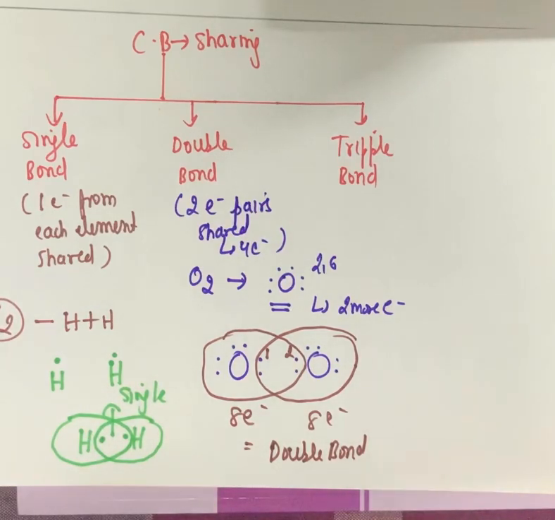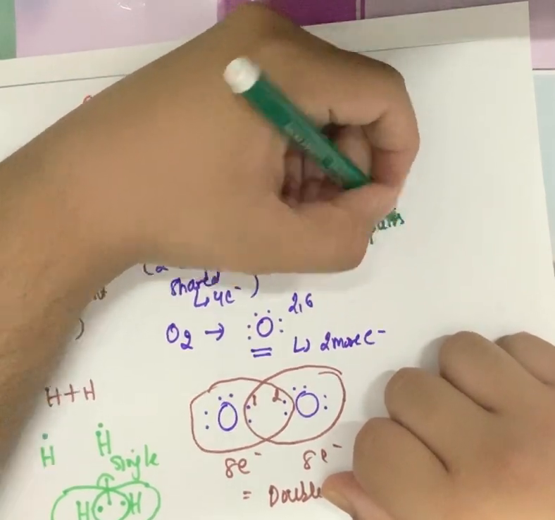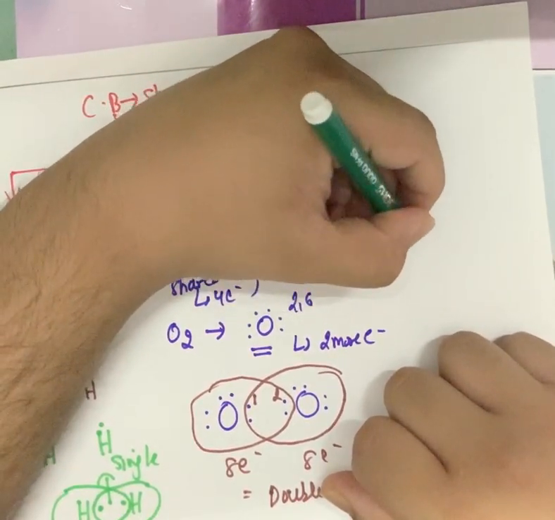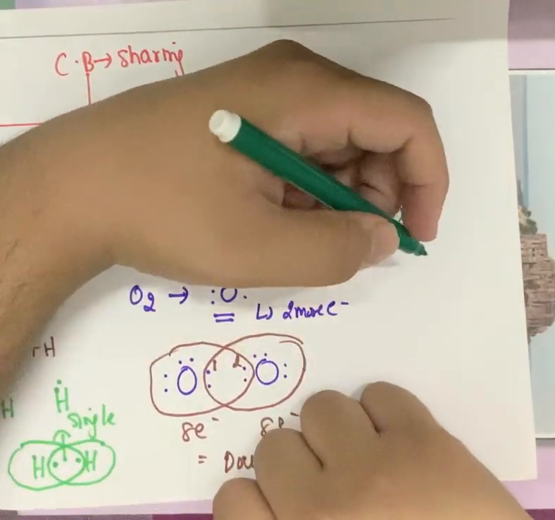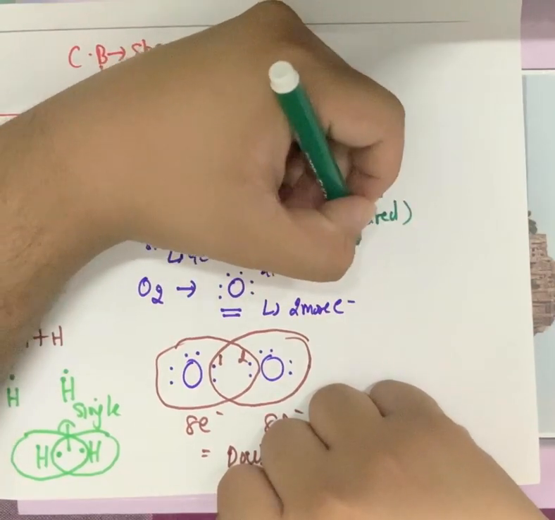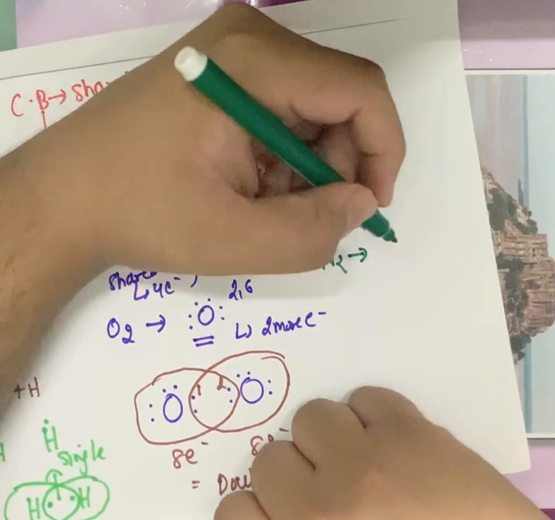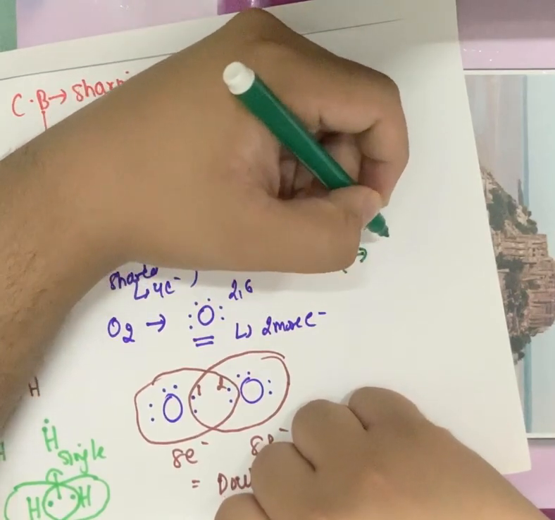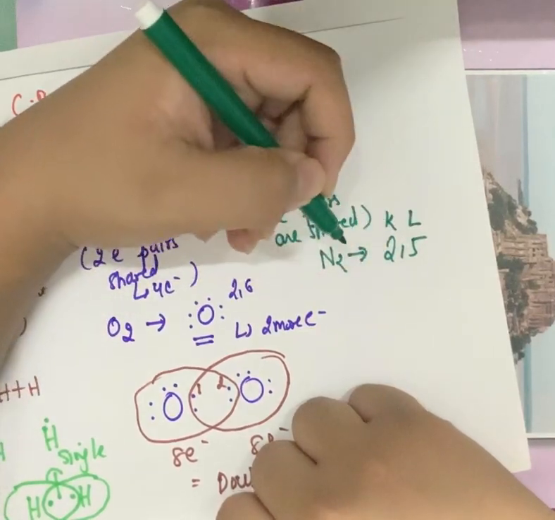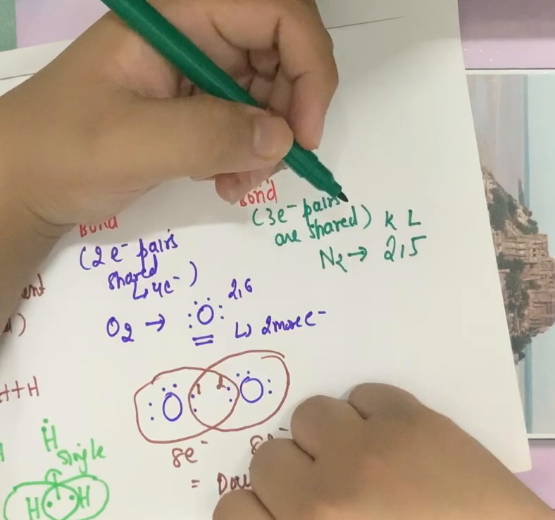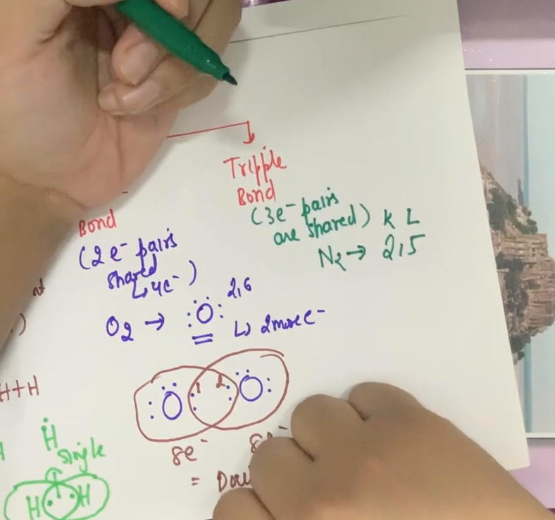Now next is triple bond. Triple bond means 3 electron pairs are shared. Okay. So the best way to understand this is the molecule of nitrogen. Now nitrogen has the electronic configuration of 7. It has atomic number 7, so electronic configuration is 2 and 5 in the KL shell. 2 and 5 is the electronic configuration. That means these two will be the completed inner electrons, 5 are the valence electrons.